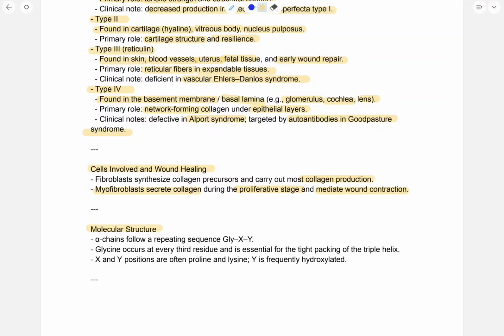Molecular structure. Alpha chains follow a repeating sequence known as Gly-X-Y. Glycine occurs at every third residue, and it is essential for the tight packing of the triple helix. X and Y positions are often proline and lysine. Y is frequently hydroxylated.